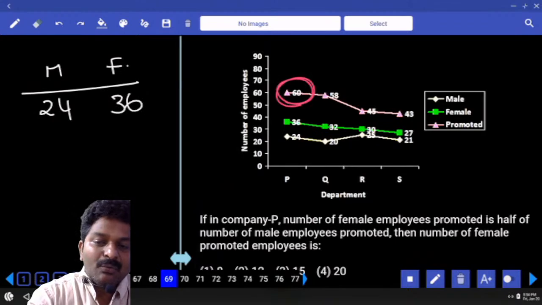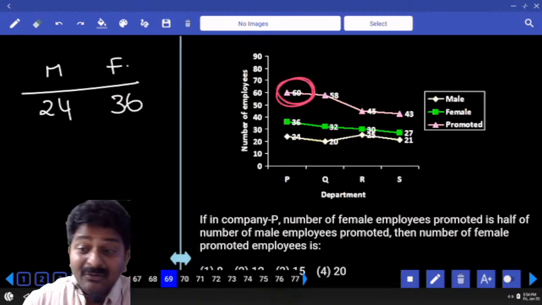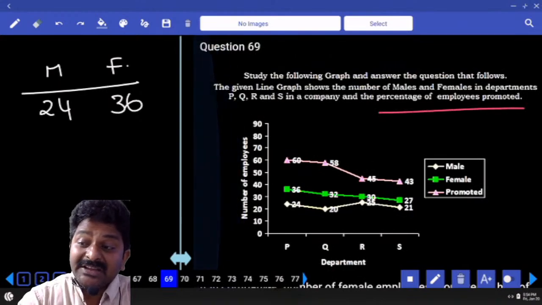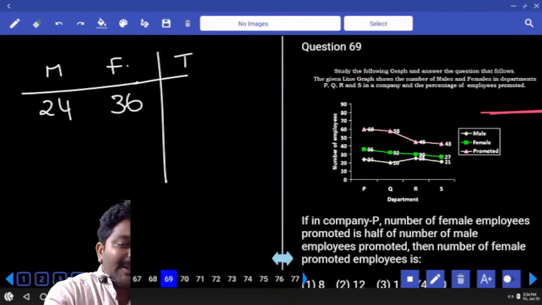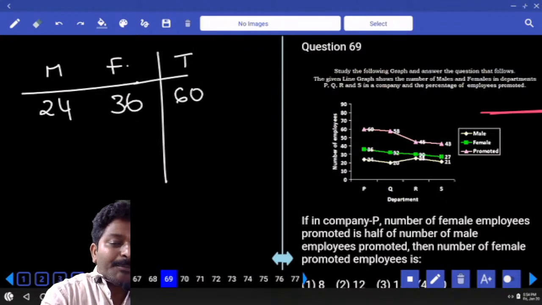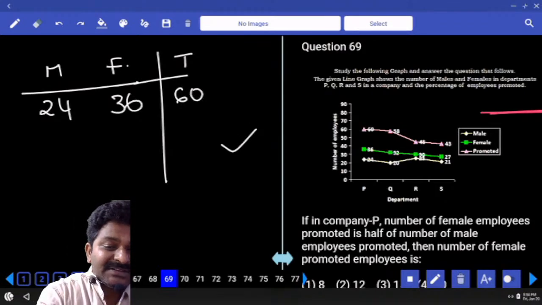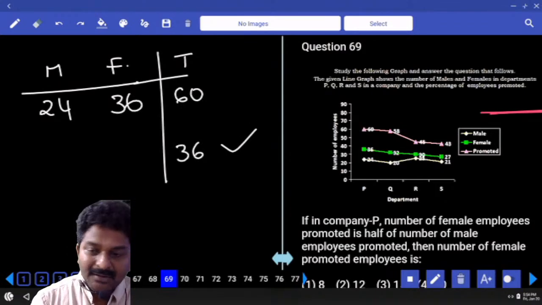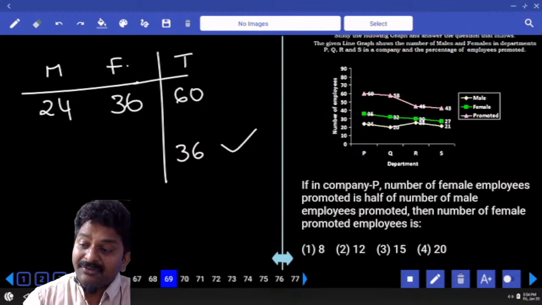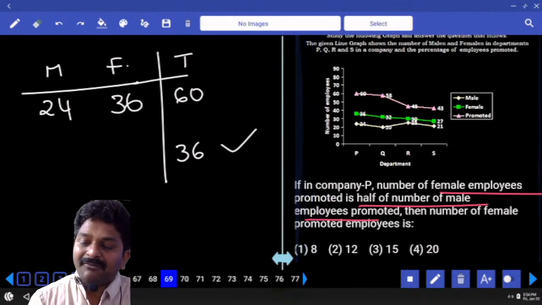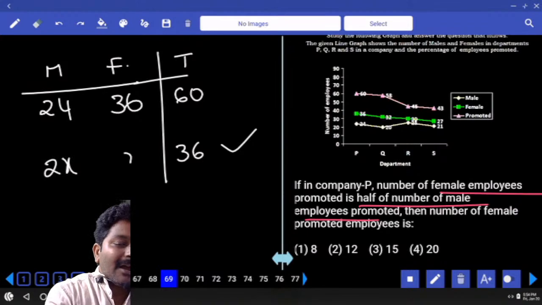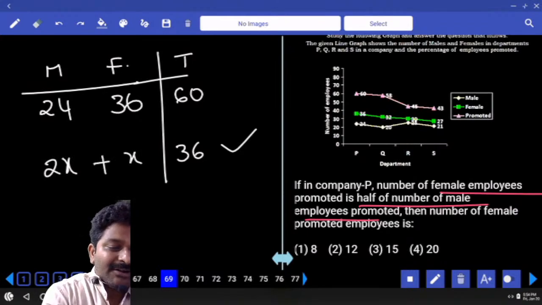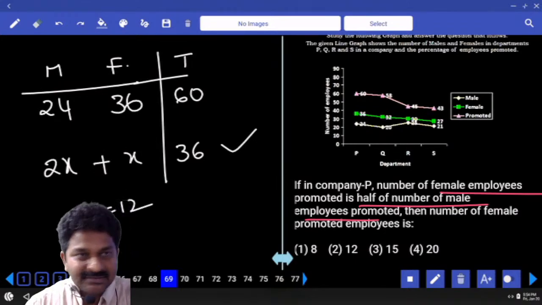Promoted, 60. What is this 60? It is the percentage of employees who are promoted, correct? Now tell me what is the total here? 60. Who are promoted? 60%. 60% of 60 in the sense, that is 36 only. Now the question says the female promoted is half the number of male promoted. If male promoted people are 2x, female are half of them, which is x. Sum is equal to 3x. 3x is equal to 36. x is equal to 12. That's it.